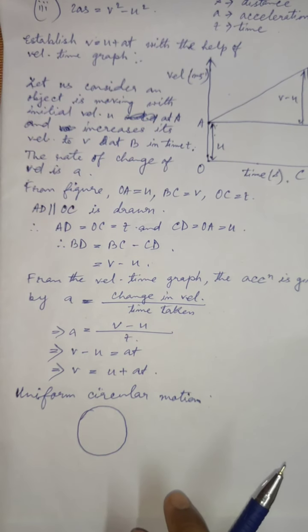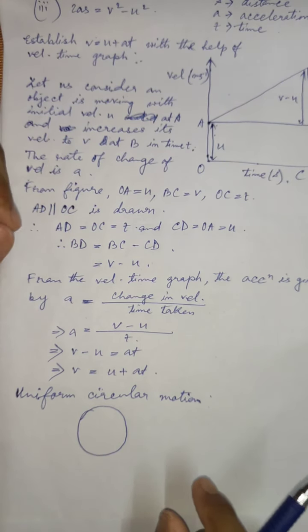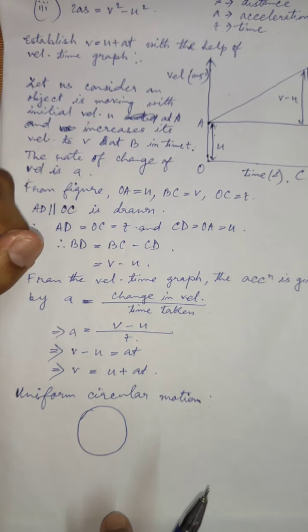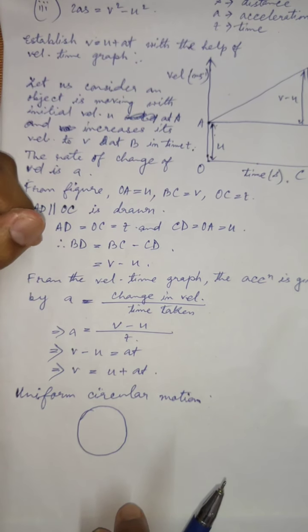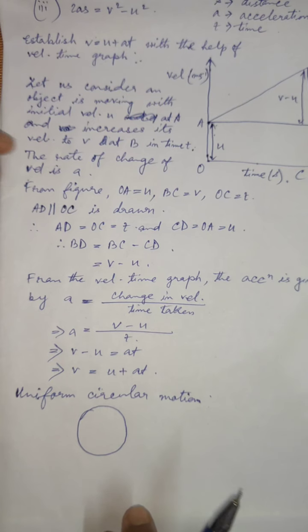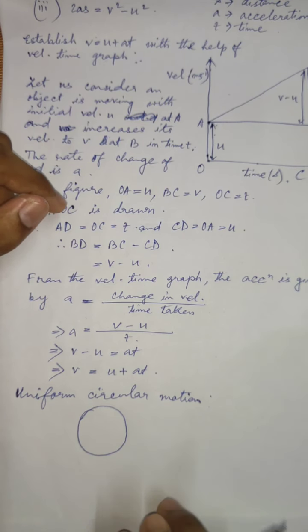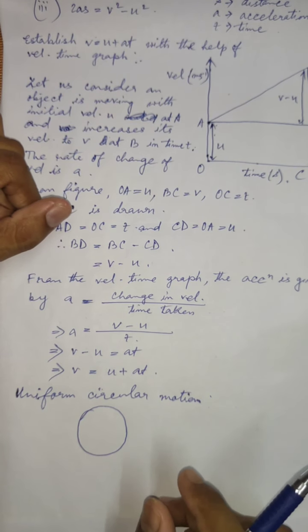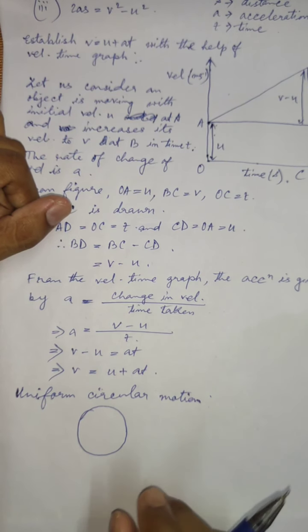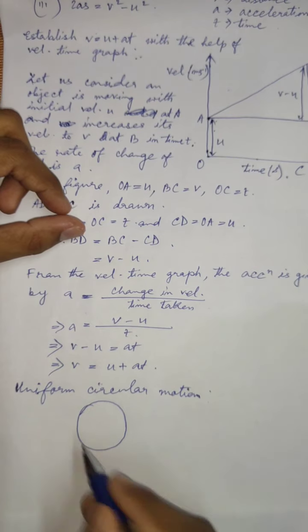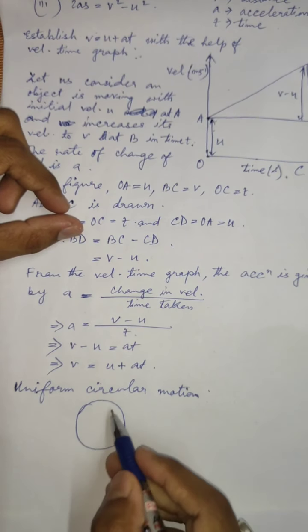So what is uniform circular motion? The definition is similar to the earlier ones: the motion of an object moving along a circular path. It is therefore an example of accelerated motion. It also has a mathematical expression we can establish.